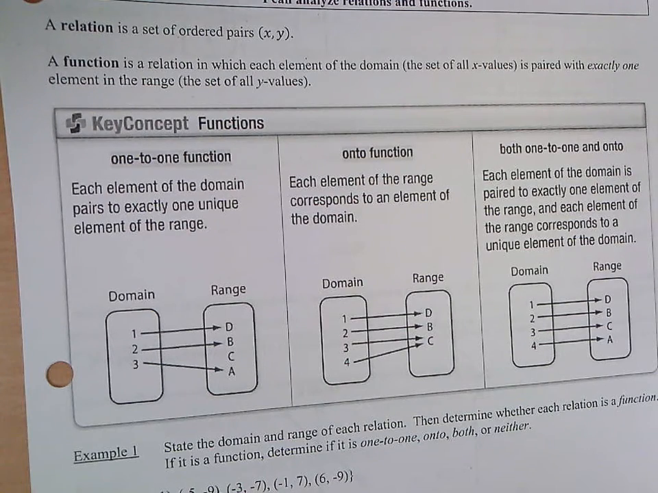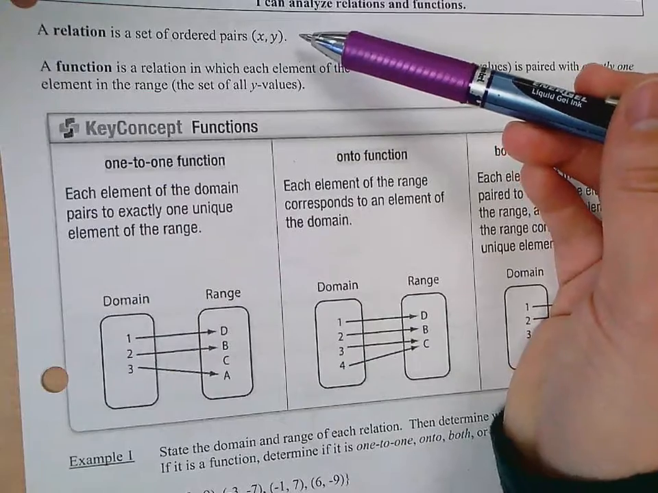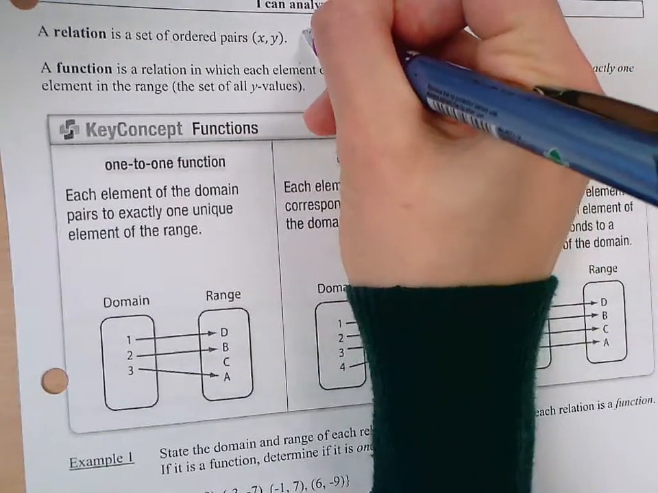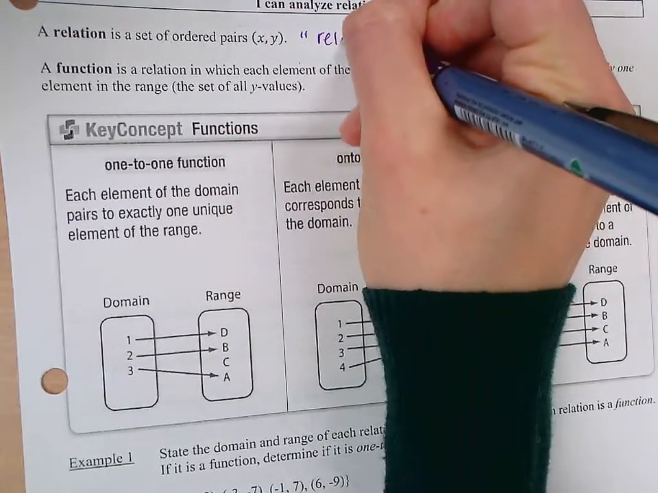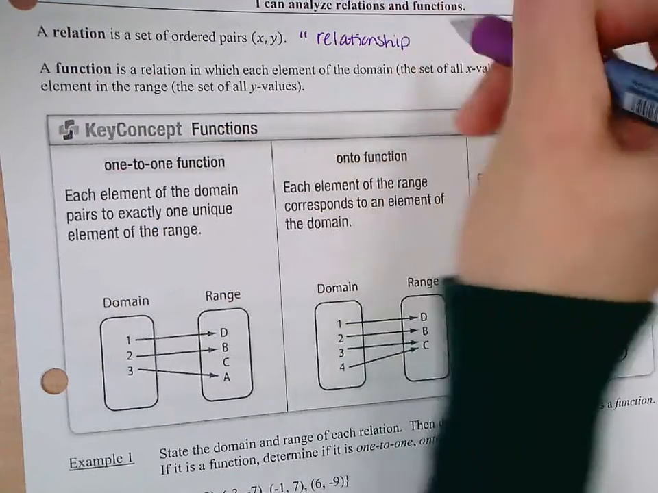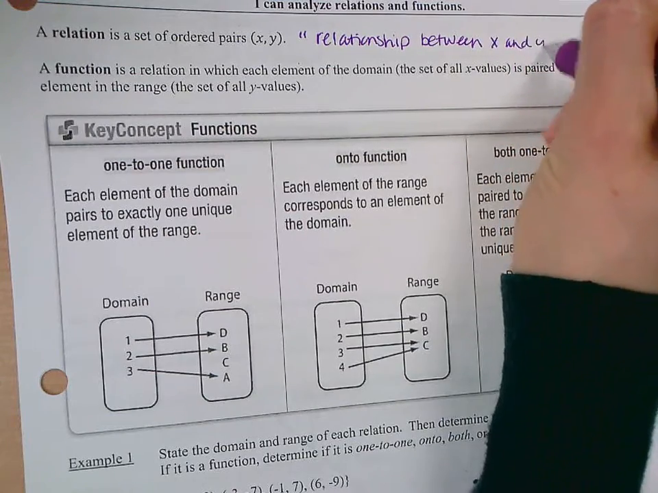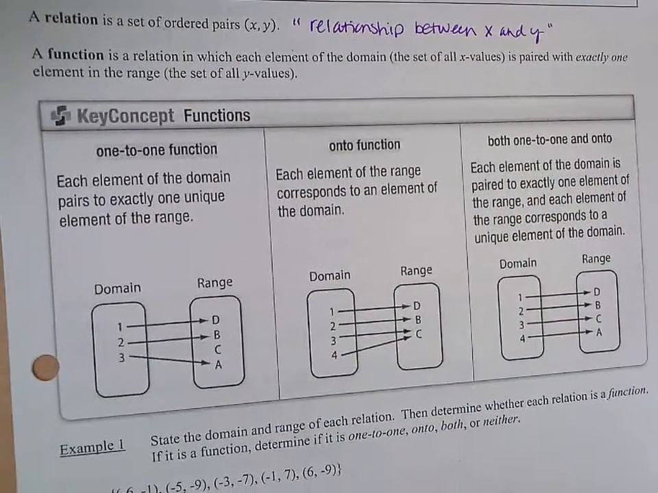So I first have, just as a review of what a relation is and what a function is. So this first part is just going to be vocabulary and being able to identify what's what. So I'll highlight a few things too. So a relation is just a set of ordered pairs x, y. So you can also think of a relation as being a relationship between x and y. Okay, so even if your variables aren't x and y, a relation is a relationship between two quantities.